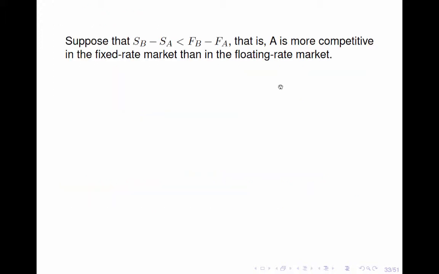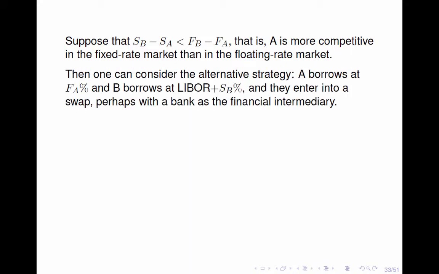Suppose that SB minus SA is less than FB minus FA. That is, A is more competitive in the fixed rate market than in the floating rate market. Then, one can consider the alternative strategy. Instead of borrowing directly from the floating rate market, A borrows from the fixed rate market at the rate FA%, and B borrows from the floating rate market at the rate LIBOR plus SB%, and they enter into a swap, perhaps with a bank as the financial intermediary.